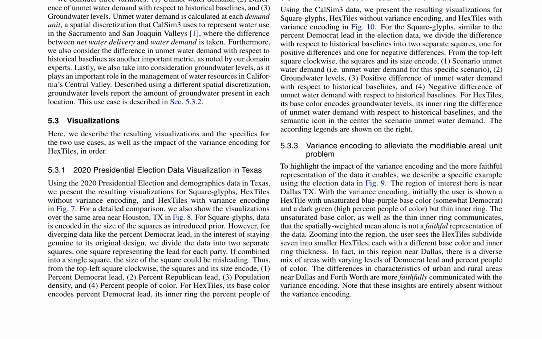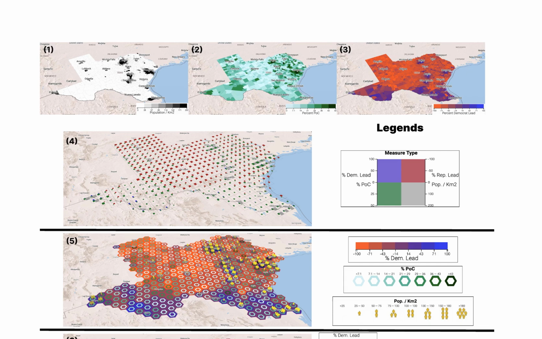The authors highlight the importance of variance encoding in HexTiles to alleviate the Modifiable Areal Unit Problem. By encoding uncertainty, HexTiles provide a more faithful representation of the data, allowing users to better understand the relationships between variables. The authors demonstrate the impact of variance encoding using the election data, showing how it enables users to identify diverse mix of areas with varying levels of Democrat-led and % people of color.